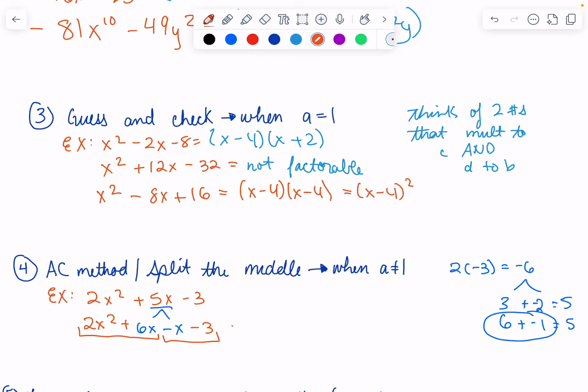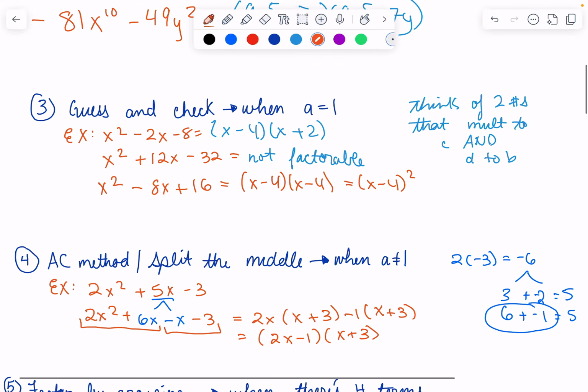So the first two terms have 2x in common, with x plus 3 left over. And then the last two terms have a negative 1 in common, with x plus 3 left over. You know you're doing it correctly if the parts in parentheses are the same. And then from there, you create one parentheses with the values that were on the outside, and one parentheses with the values that are on the inside of the parentheses. And then that's the factored form.